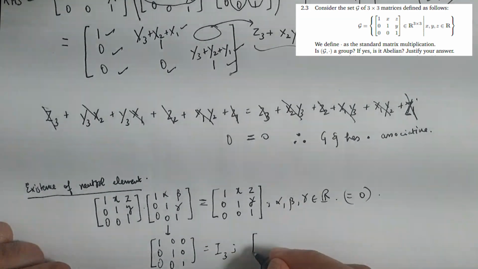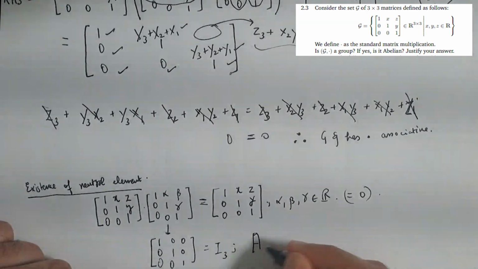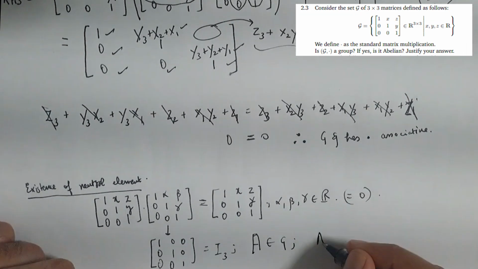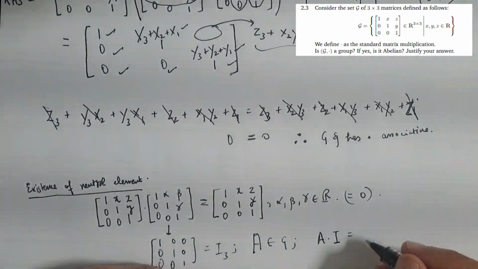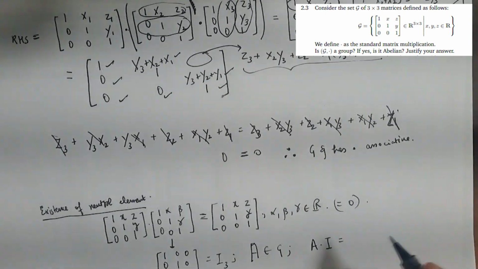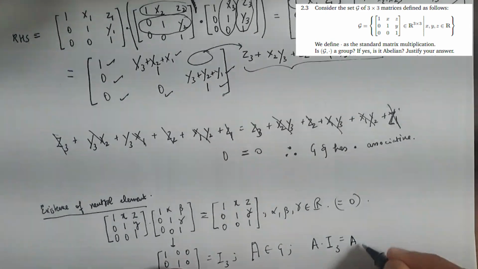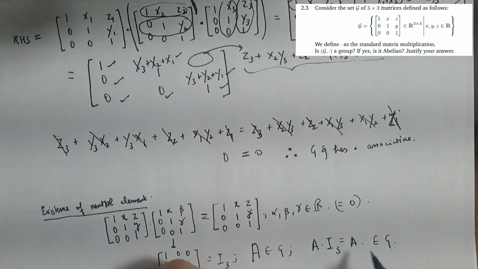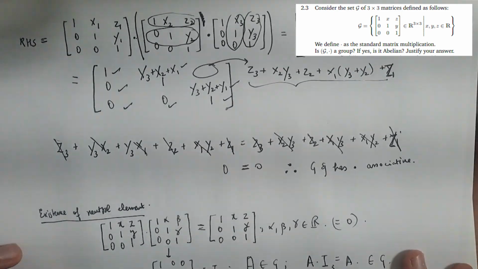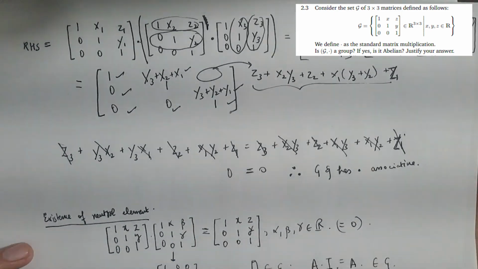And any matrix, say A, which is an element of G, dot identity matrix will in this case always return A, which is still an element of G and is the same value as before. So we have proved the existence of a neutral element as well.